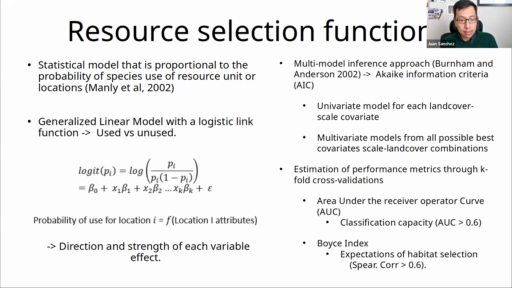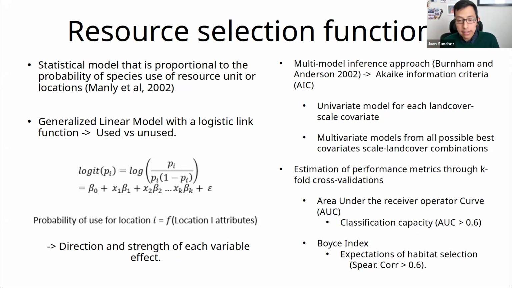I adapted a linear model to a logistic regression to be able to assess in an additive way the different environmental predictors that I was interested in. So I built multiple models for all the species using a multi-model inference approach. In this approach, I built univariate models for each land cover for each species. So for example, I will try to predict the occurrence of the species based on only one land cover, for example, forest. And I will do one model for each scale for each land cover.